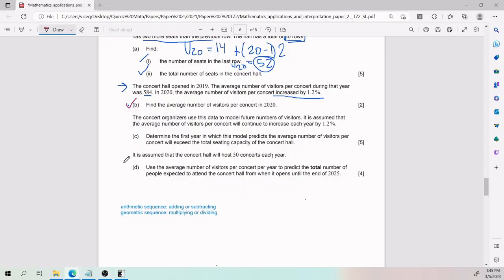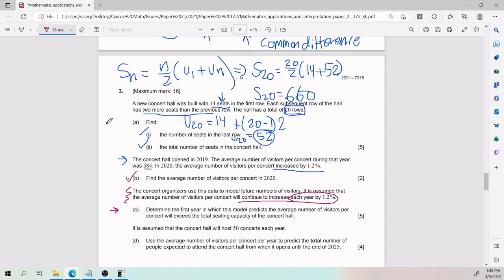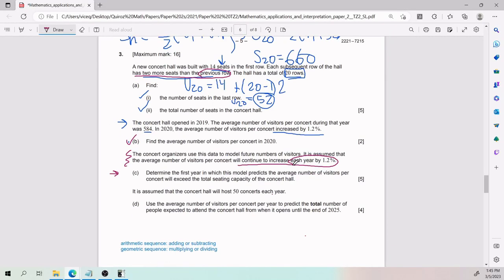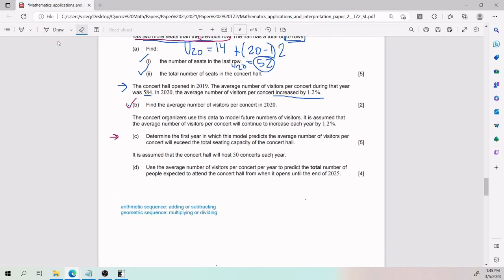All right, and later on for part C, they tell us that the concert organizers use this data to model future number of visitors, and it is assumed that the average number of visitors per concert will continue to increase each year by 1.2%. And so here, a little similar to up here where we had 2 more seats than the previous row, here we have each year by 1.2%. So that is the big buzzword that should be telling you that this is more of a geometric sequence. So now for part C onwards, we're talking about geometric sequence.